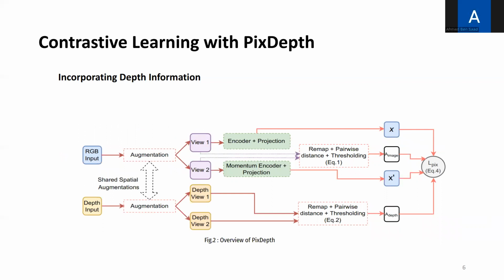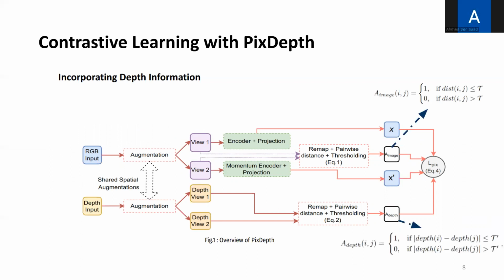Here is an overview of the proposed framework. The upper part corresponds to what is already done in PixPro. The lower part shows how we process the depth input exactly as the image input, to get the pairwise depth distance. The first mask calculates positive-negative pairs in the image view. We add a second mask that calculates the same thing in the depth view, and the final mask is an element-wise product of the obtained masks.